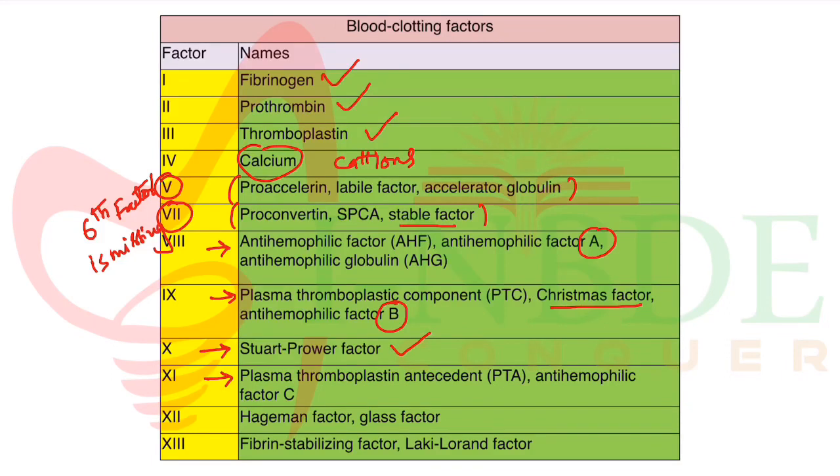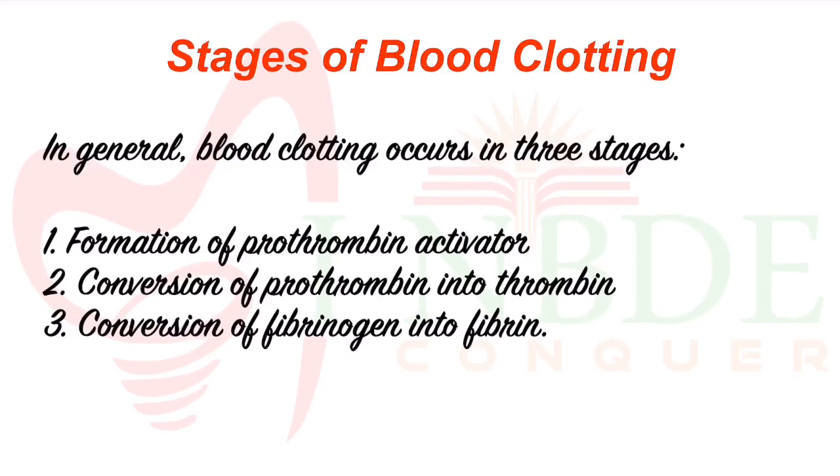And next comes factor 11, that is plasma thromboplastin antecedent, also called factor C. Next are factor 12 and factor 13: the Hageman (glass) factor is factor 12, and the fibrin stabilizing factor is factor 13. So it is mandatory that you make a note of the other names of the factors also, because most of your questions move around this area.